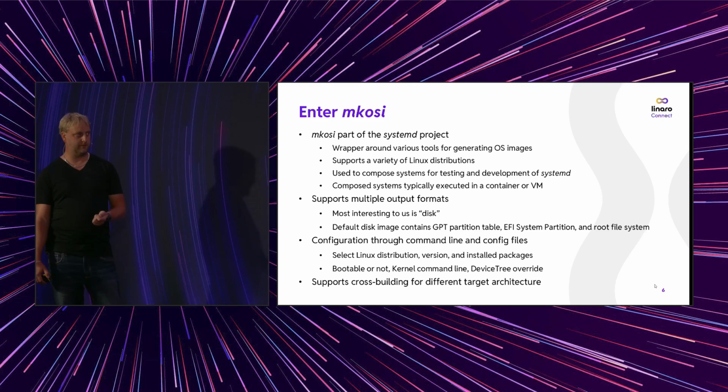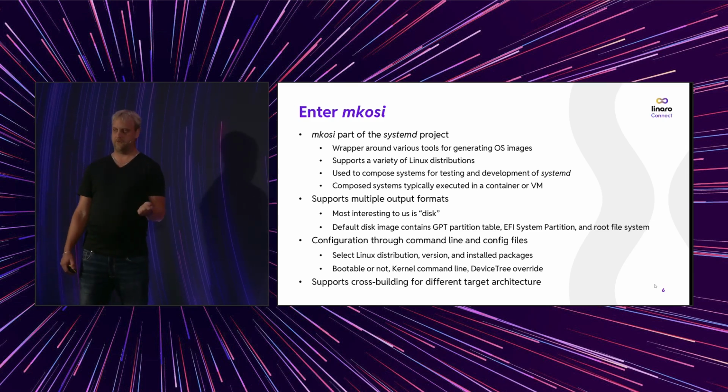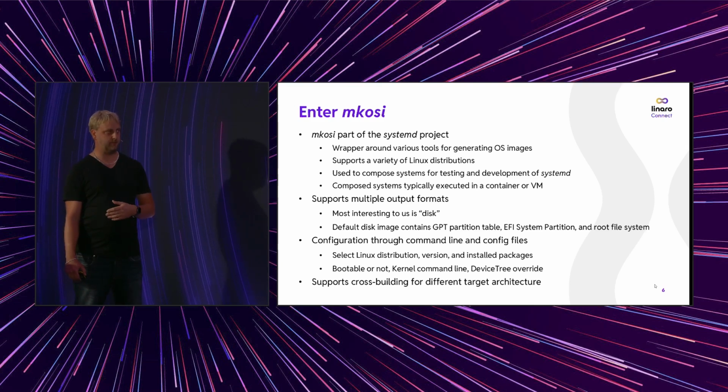And most interesting for us, I think, is the disk output. In the default configuration, when you say disk, mkosi will spit out an image which contains a GPT partition header, EFI system partition, and a root file system. So that looks like exactly what we would like to have. You can configure it either through the command line or configuration files. You can say, should this be a bootable image or a container image, and so on. And you can specify what packages I want in my installed system or in my image.